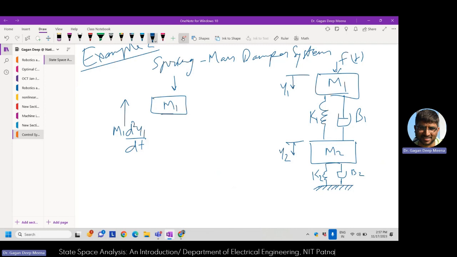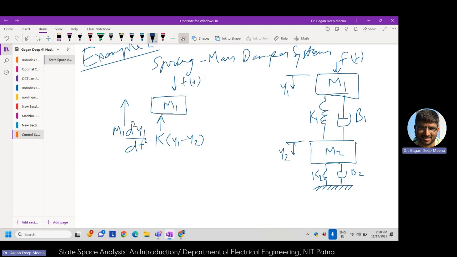In its differential equation, it will contribute this much, and then there is a spring attached. This spring is also attached to the mass m2, and when we are considering the mass m1, we give priority to the displacement with respect to mass m1, that is y1. So k times (y1 minus y2) will be contributed by the spring as the reaction force for the mass m1 when the force f(t) is applied.